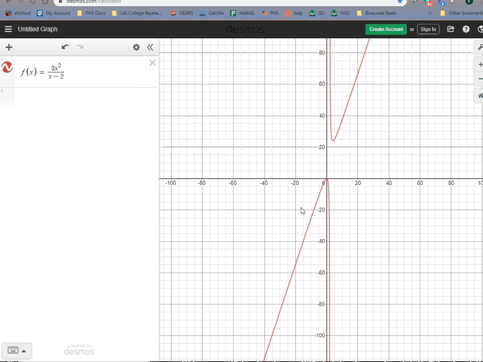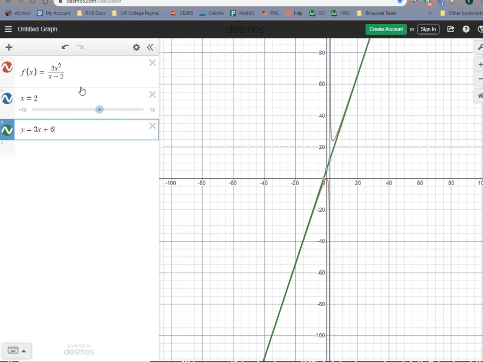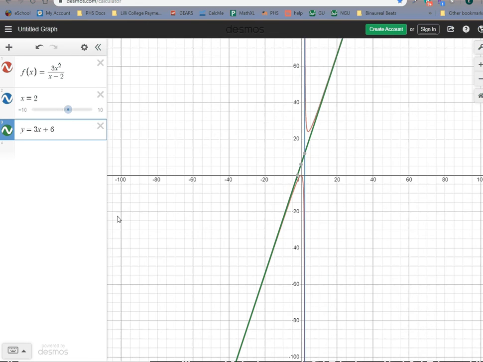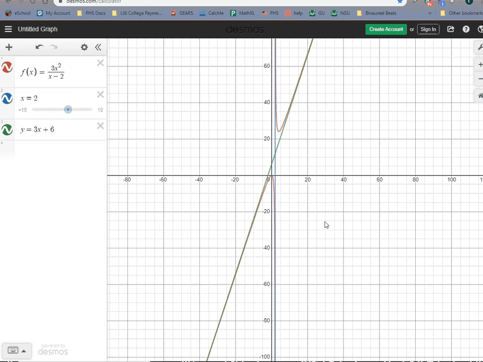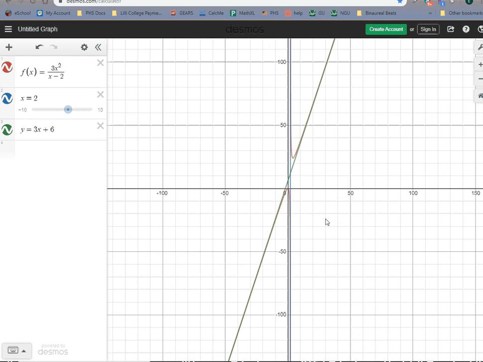Okay, we see a couple things. If I graph the line x equals 2, there's my vertical asymptote pretty clearly. If I graph the line y equals, what was it again, 3x plus 6? Yes. There's my slant asymptote.